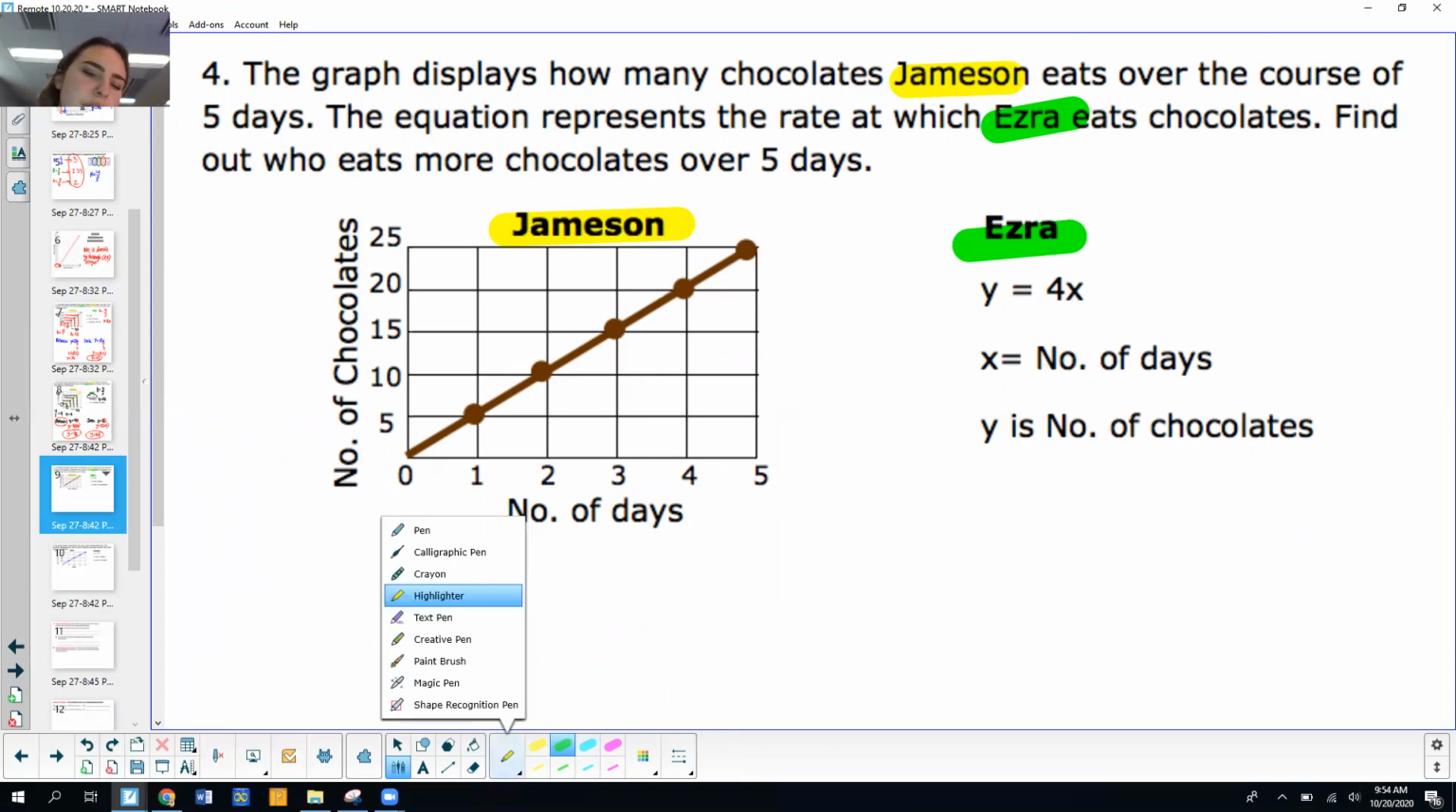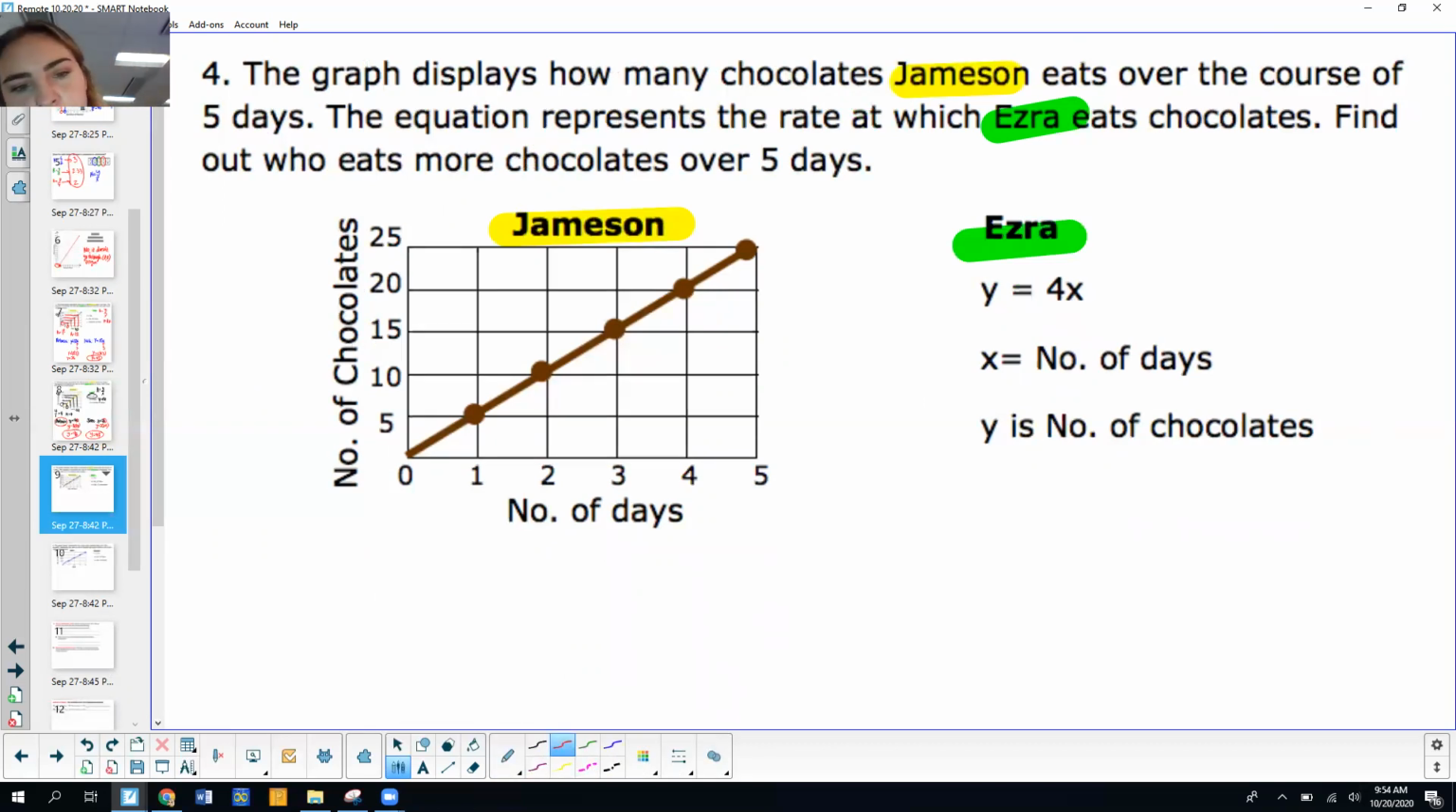So I'm going to do the same thing we've been doing. I'm going to look at Jameson's graph. So remember, number of days is going to be our x, number of chocolates is going to be our y. So in 1 day, he eats 5 chocolates. In 2 days, he eats 10 chocolates. In 3 days, he eats 15 chocolates. So he's doing it at a steady rate because it's a straight line that goes through our origin.